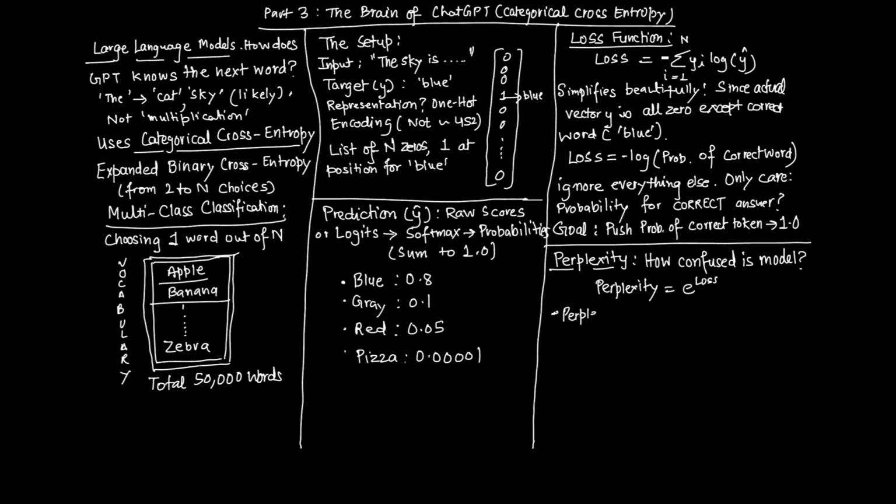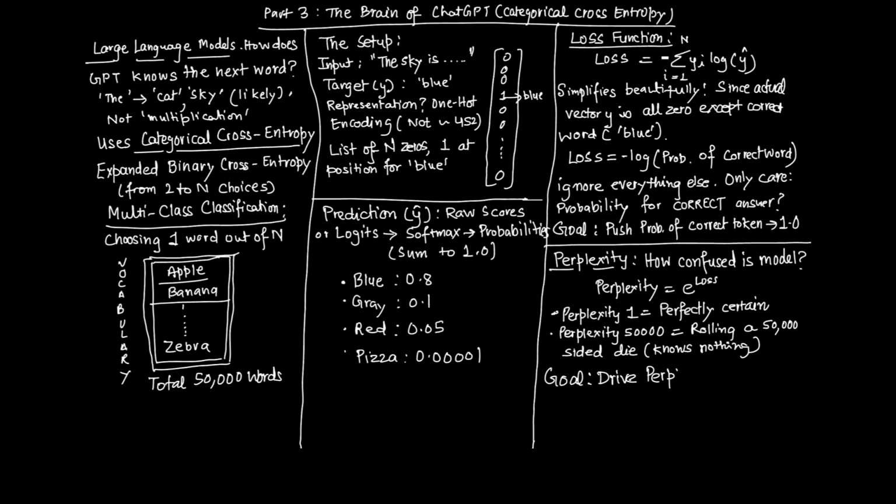A perplexity of 1 means the model is perfectly certain. It knows exactly what word comes next. A perplexity of 50,000 means the model is just rolling a die with 50,000 sides. It knows nothing. Your goal in training an LLM is to drive perplexity down.